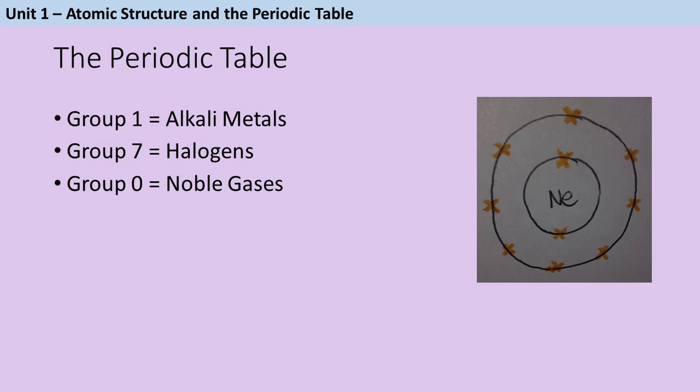Finally, we have group 0, which you may know as the noble gases. So this is helium and neon and argon and xenon and all the rest of them. The elements in group 0 have got a full outer shell, and that makes them really, really stable, because the point of chemical reactions is to try to get yourself a full outer shell, and if you've already got one, then you don't need to be involved in any chemical reactions.